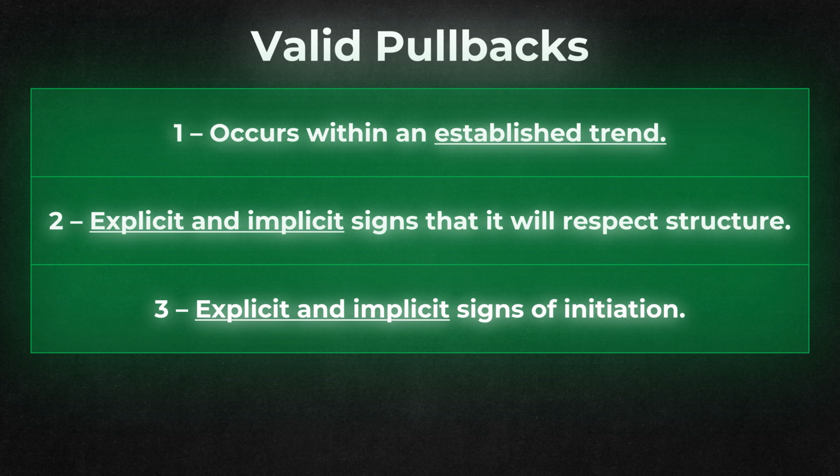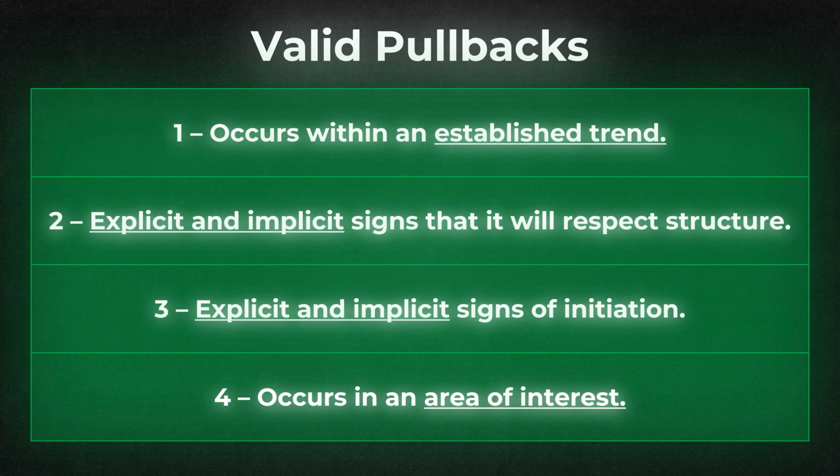Number 3. A valid pullback also provides explicit and implicit signs of initiation after it has shown signs that it will respect the trend structure. For example, if we see price action and order flow elements in the direction of the trend after we see signs of deceleration of the pullback. Number 4. Last but not least, a valid pullback occurs in an area of interest, meaning a place near the strong structure. The reason this is important is because we need to minimize risk and maximize reward using logical stop-loss orders. In other words, deeper pullbacks tend to be more reliable because of their risk management profile.